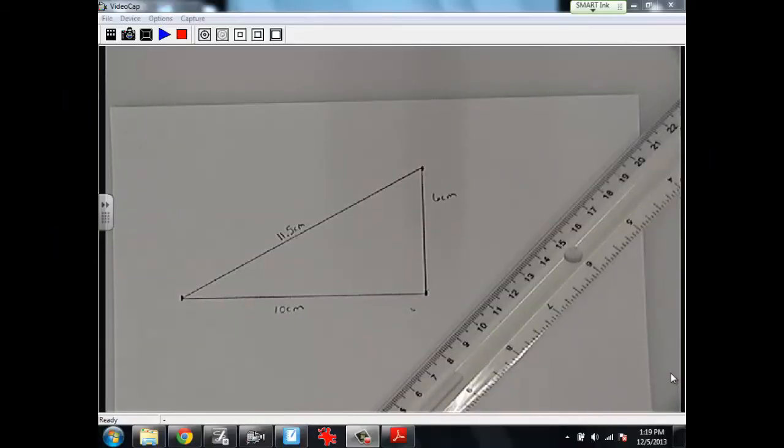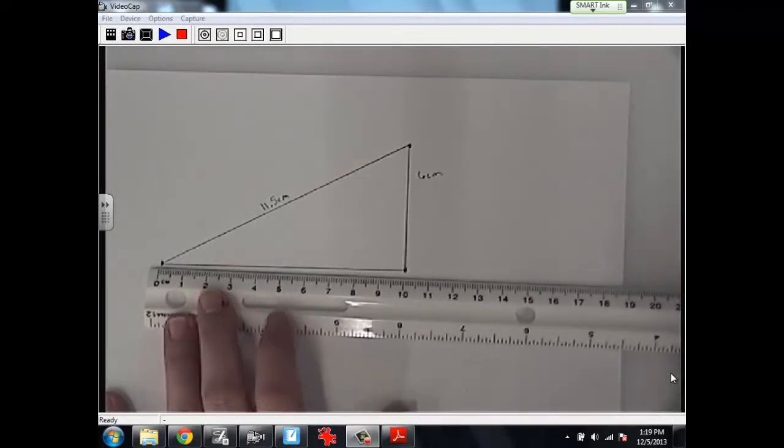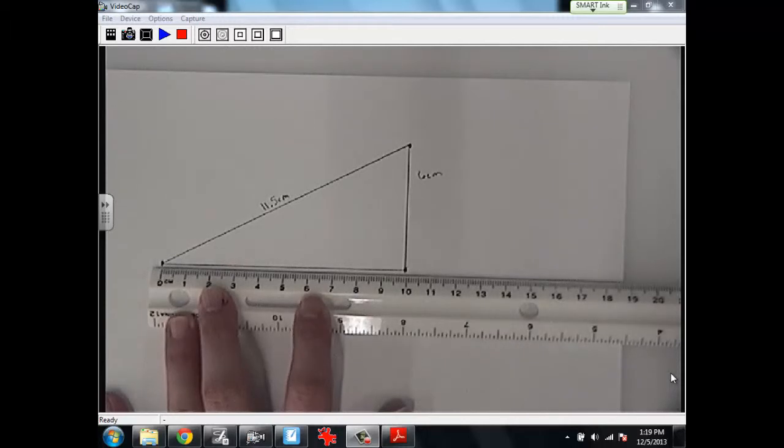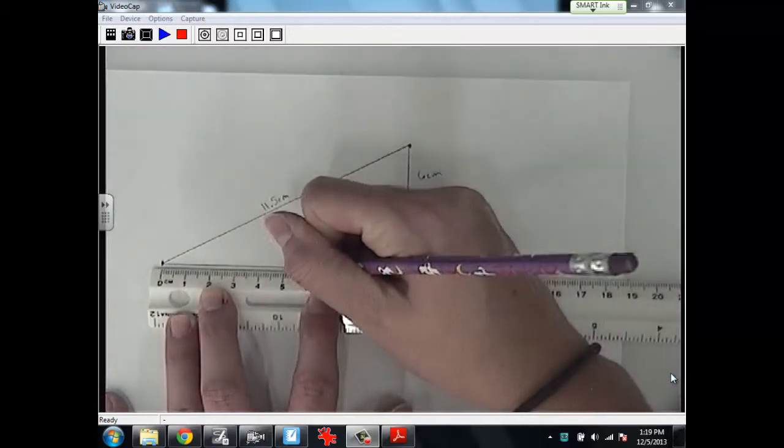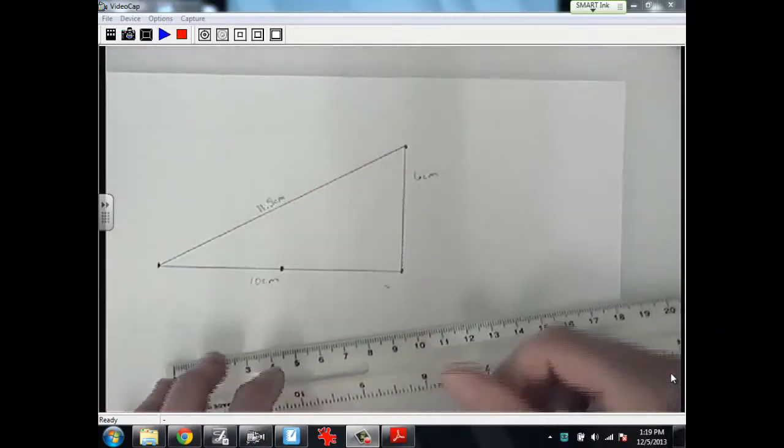How do we find the mid-segments of this triangle? I find this side, we said it was 10 centimeters. If I put the midpoint on there, what's the midpoint at? If this measures 10 centimeters? 5. So I put it down at 5. I'm like, hey, that's my midpoint.